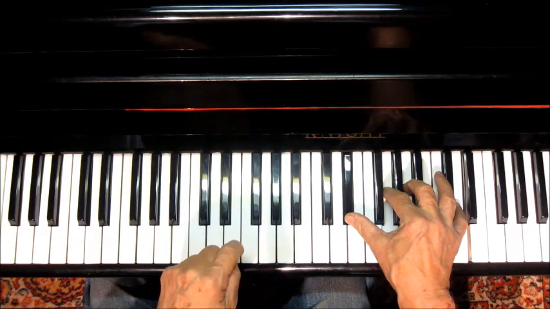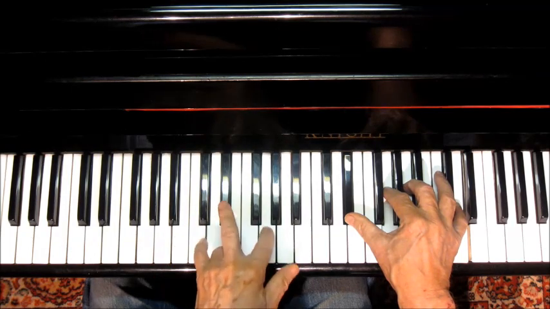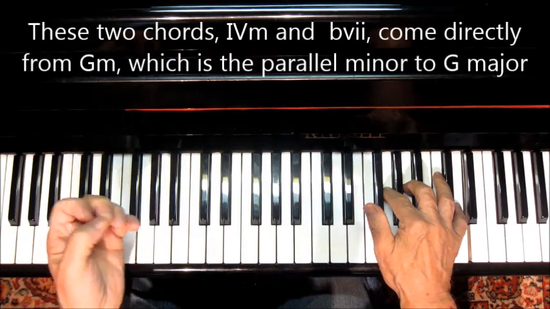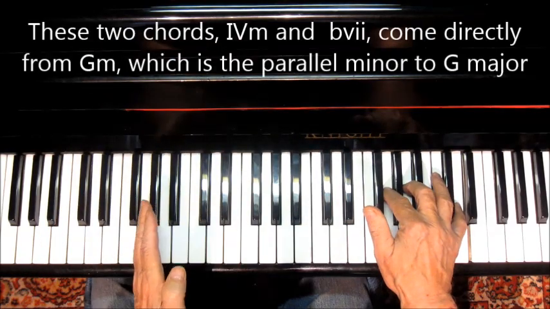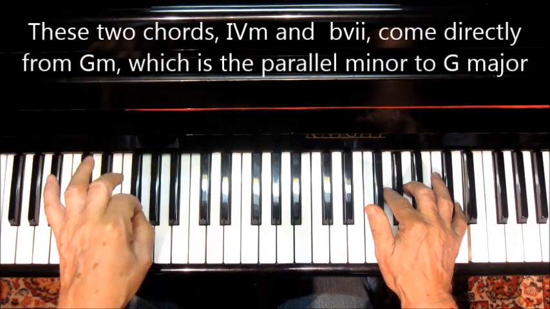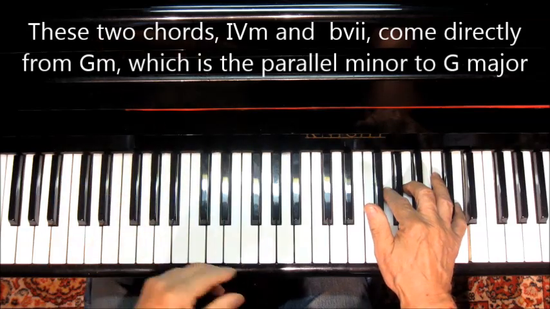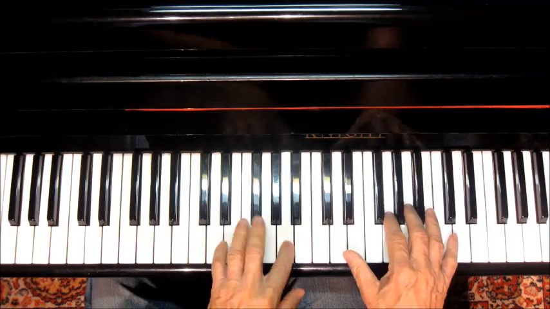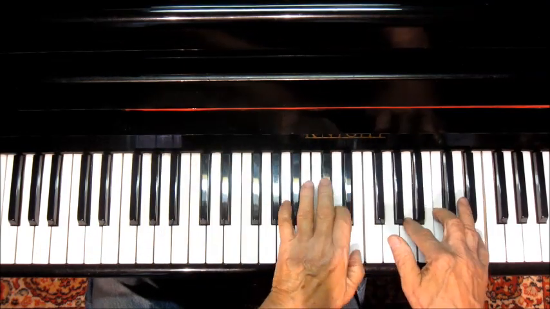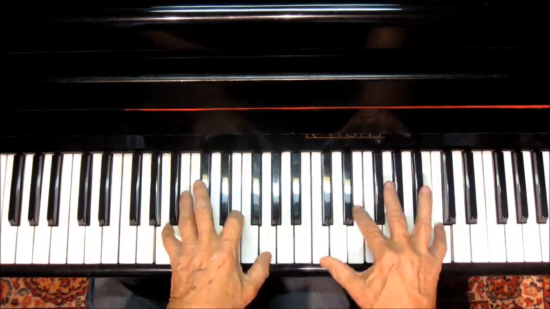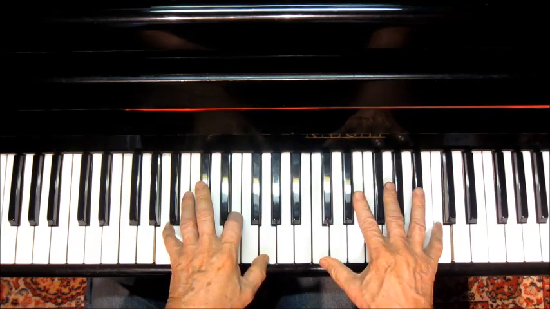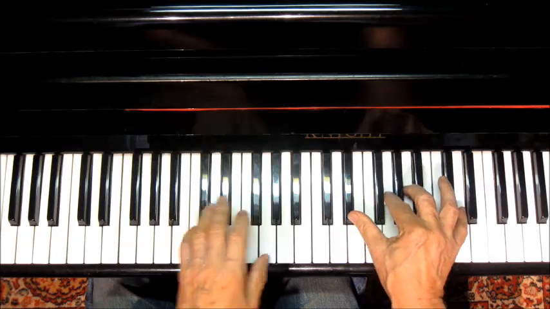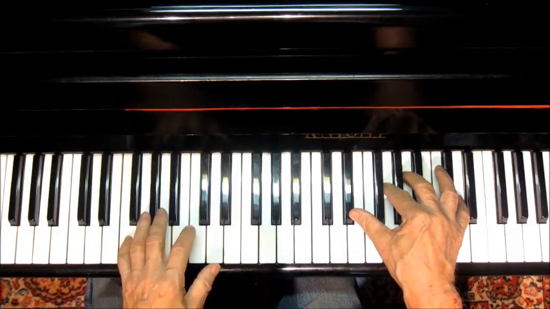So just a quick little review. The 4 minor and the flat 7 do not belong in the key of G. They're actually taken from the parallel minor and nicely dropped into the key of G major. It's done all the time, making things a little more interesting. We're coming from 2 to 4 minor to our flat 7.